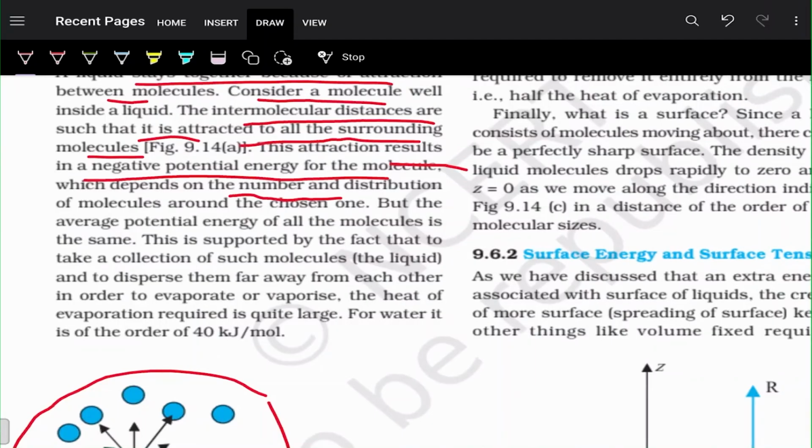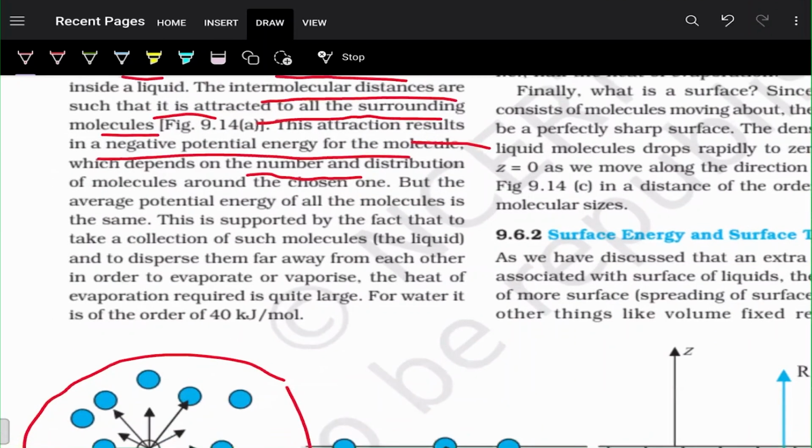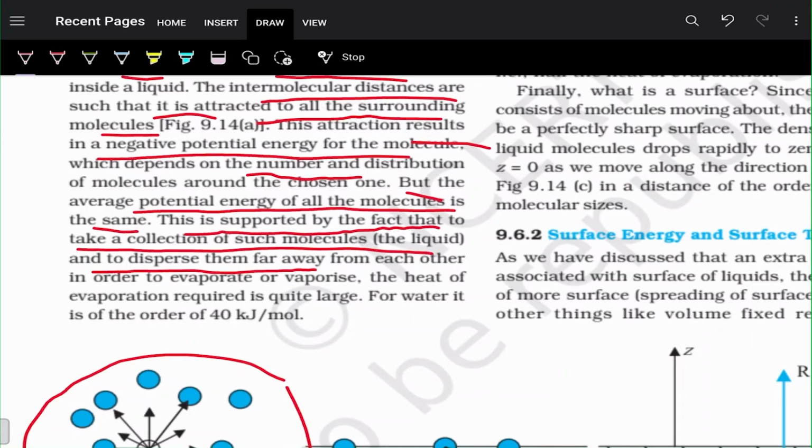But the average potential energy of all the molecules is the same, and this is supported by the fact that to take a collection of such molecules and to disperse them far away from each other in order to evaporate or vaporize, the heat of evaporation required is quite large. For water it is 40 kilojoule per mole.